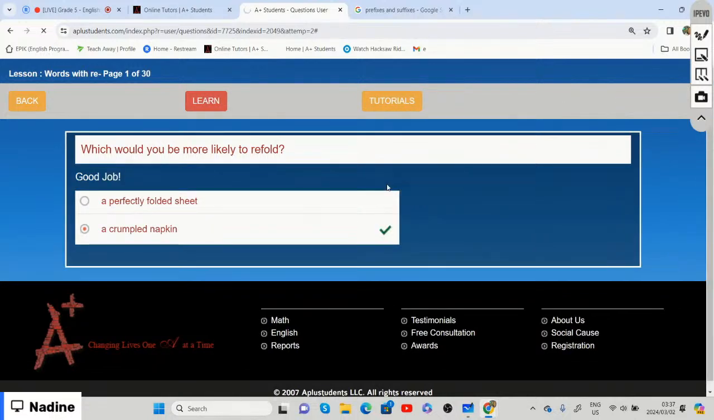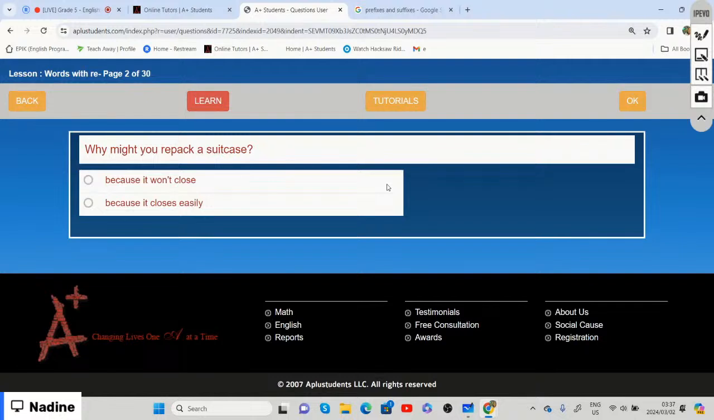So that is correct. Why might you repack a suitcase?